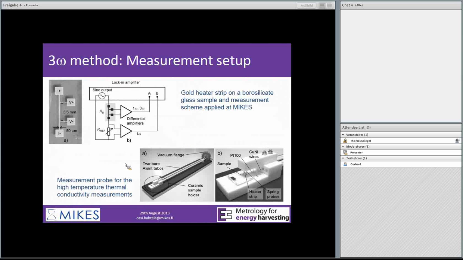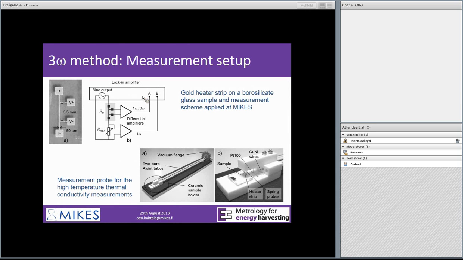Here you can see some parts of the measurement configuration that was constructed at MICAS. Here's once again this metal heater strip configuration with a line width of 50 micrometers, and the length of the heater line is determined as the distance between the voltage measurement pads.